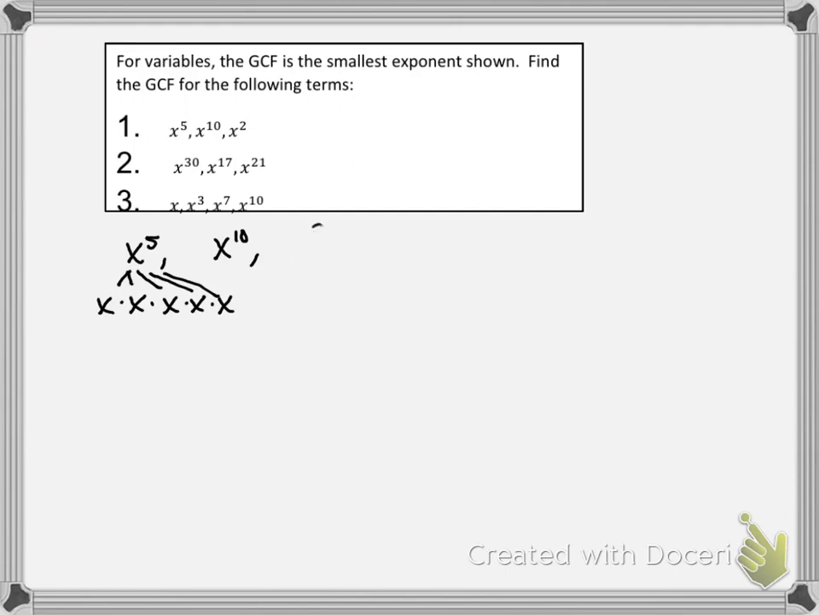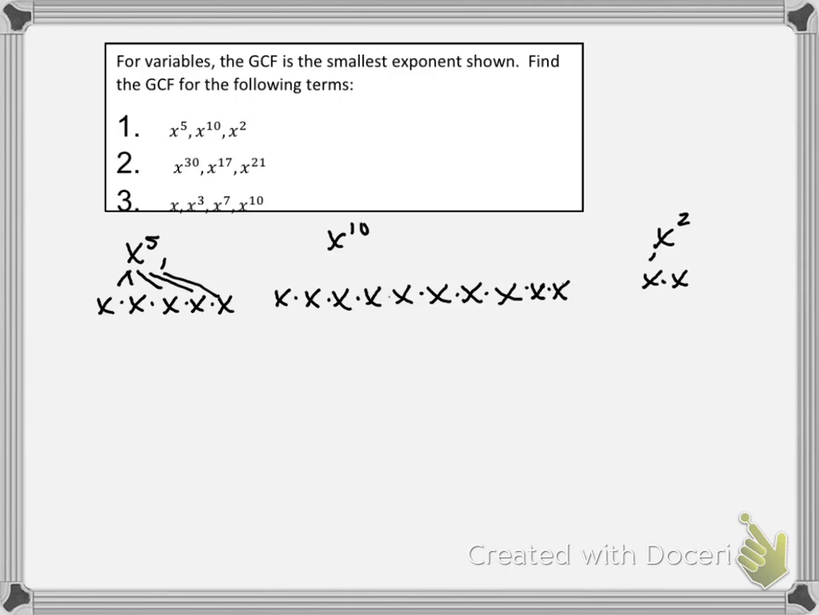So let's erase this so we have a little bit more room here. Okay, x to the 10th power, 1, 2, 3, 4, 6, 7, 8. Wow, this is hard to do and count at the same time. Is that 10? I feel like that's 10. Okay, and then we have x squared is x times x.